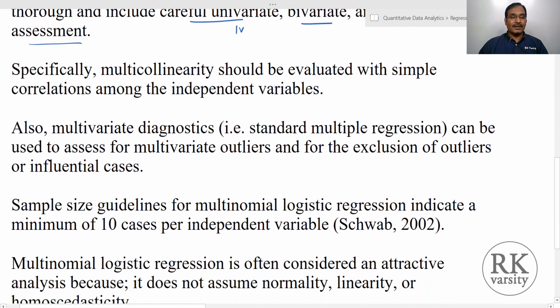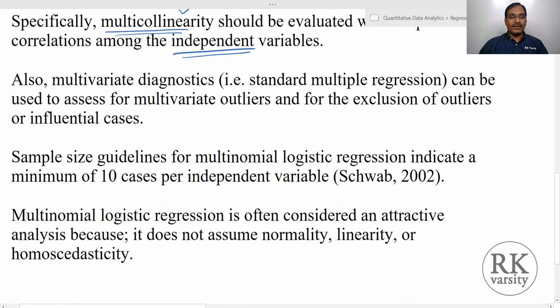Now specifically, you need to check for multicollinearity, which should be evaluated with simple correlations among the independent variables. So while running a multinomial logistic regression also, multicollinearity should not create any problem. So you have to diagnose for multicollinearity, and only then proceed to multinomial logistic regression.